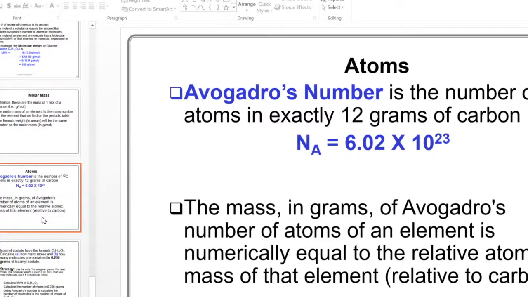Avogadro's number is the number of carbon-12 atoms in exactly 12 grams of carbon. Avogadro's constant is normally given the symbol Na, and is 6.02 times 10 to the power 23. That is Avogadro's constant or Avogadro's number, the number of carbon-12 atoms in exactly 12 grams of carbon.